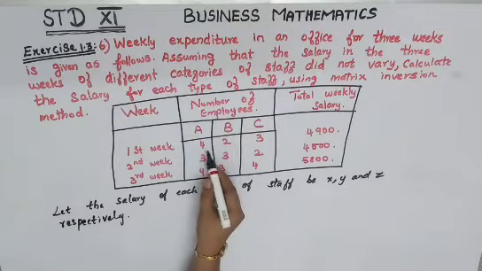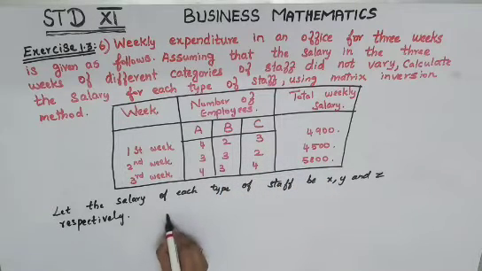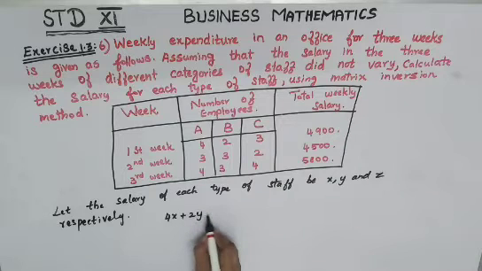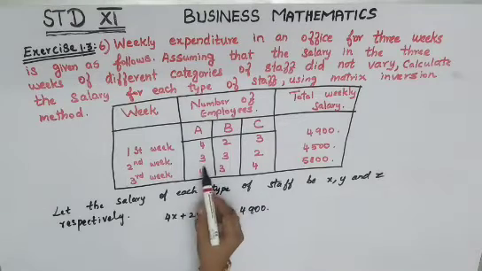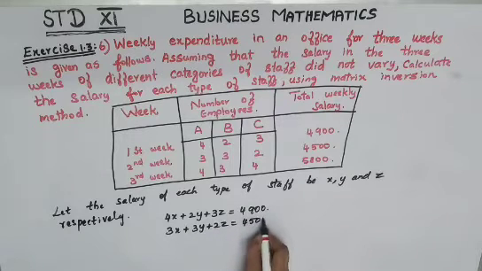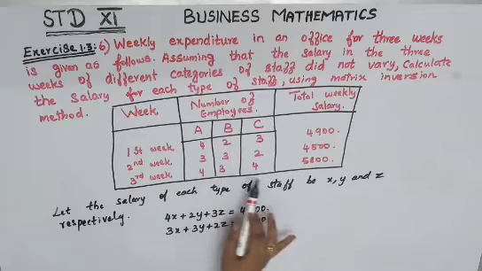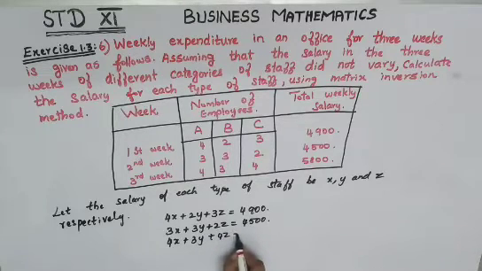From here you'll have to form an equation, that is 4x plus 2y plus 3z is equal to 4900. So I'll just write it here: 4x plus 2y plus 3z is equal to 4900. Then your second equation is 3x plus 3y plus 2z is equal to 4500. Third one is 4x plus 3y plus 4z is equal to 5800. So these are the three equations.